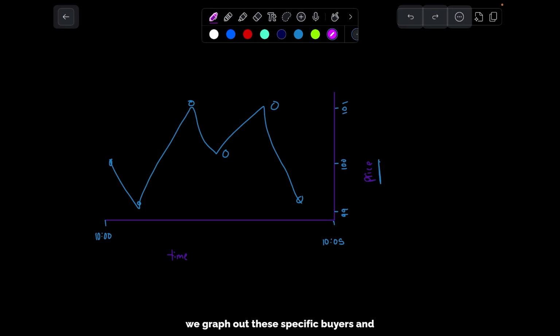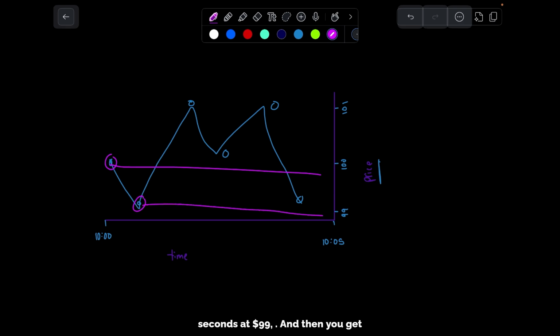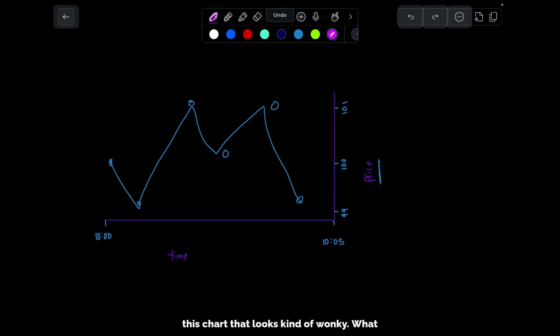So, when we graph out these specific buyers and sellers, we'll get a very simple chart, okay? So at 10 o'clock, we had a transaction at $100. And then at 10 o'clock in a few seconds at $99, okay? And then you get this chart that looks kind of wonky. What this chart actually translates to is what we see as candlesticks. So you can see when the candlestick opened at 10 o'clock, the first transaction was here at $100.